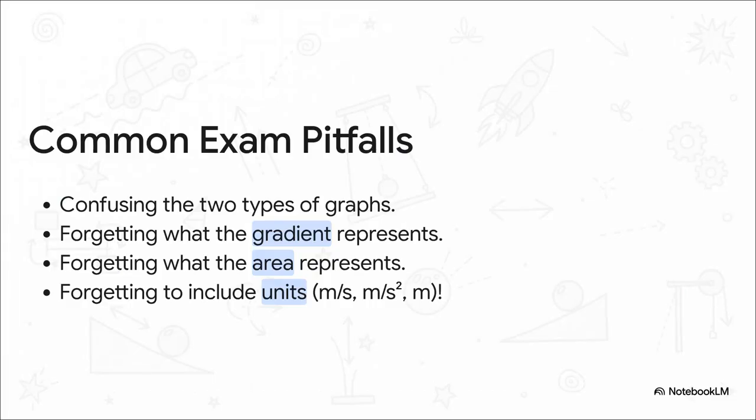And finally, let's talk about the common traps people fall into so you can avoid them. Don't lose easy marks. First, don't mix up the two types of graphs. Go back to that table we looked at. And please always include your units. Meters per second for velocity, meters per second squared for acceleration. Forgetting those can actually cost you marks.